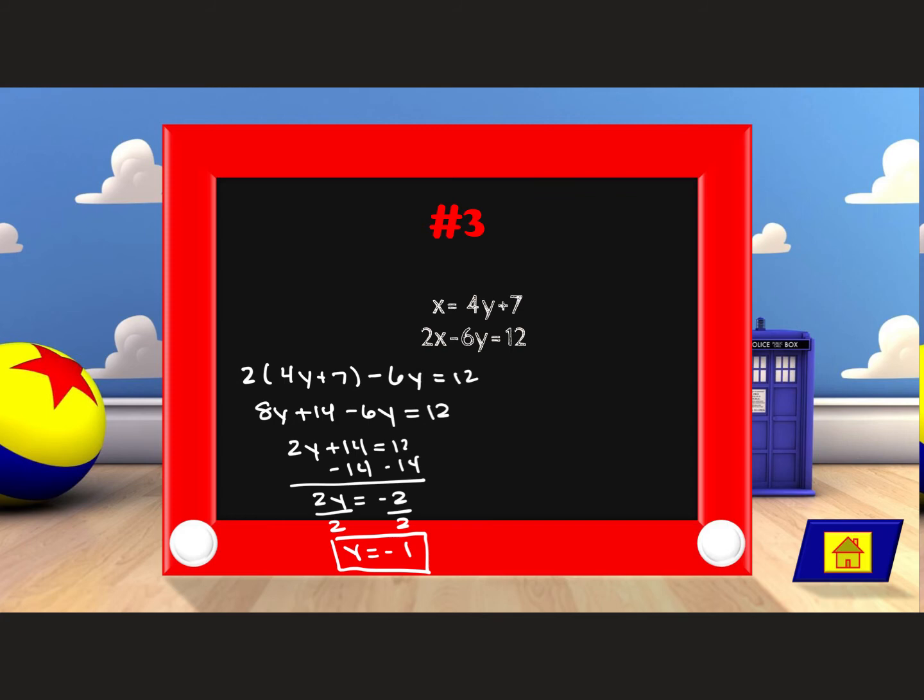All right, so now we know that y is equal to negative 1. We're going to simply plug that in to determine what our x value is. We have 4 times negative 1, which is negative 4, plus 7, and we have that x is equal to 3. So we have the solution 3, negative 1. All right, so let's take a look at the next example.